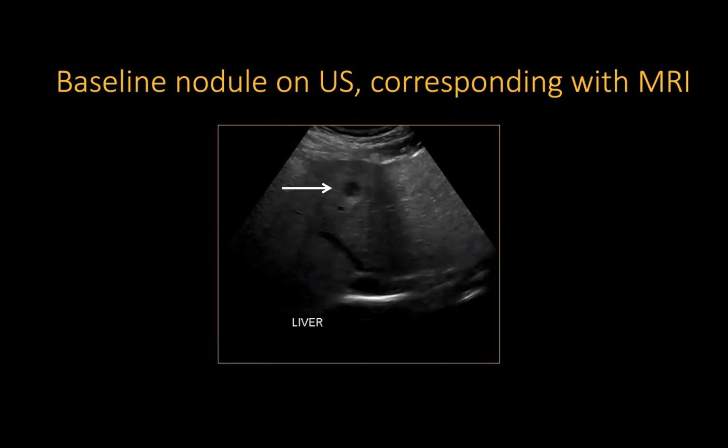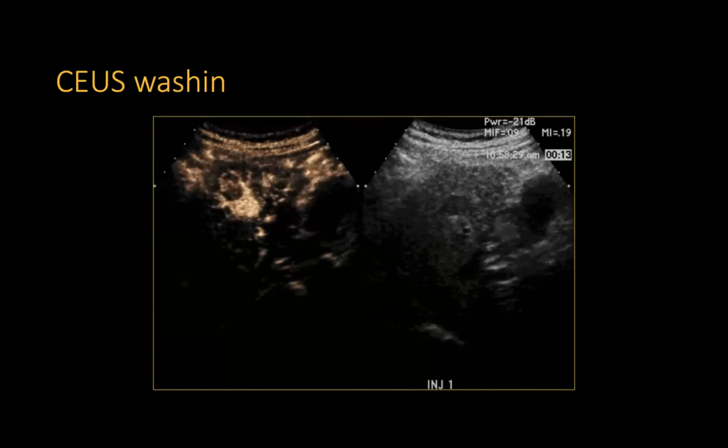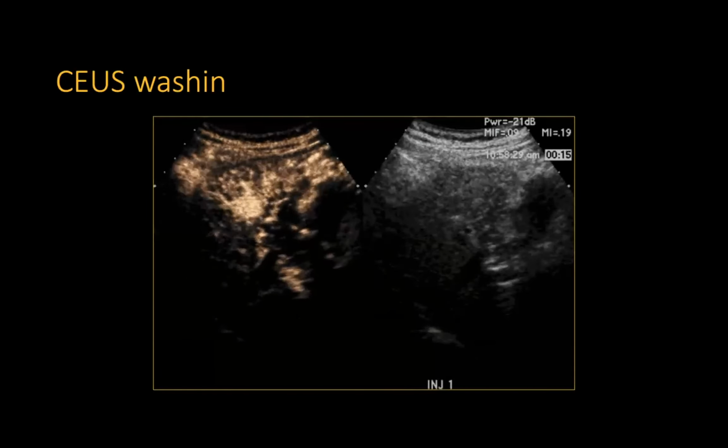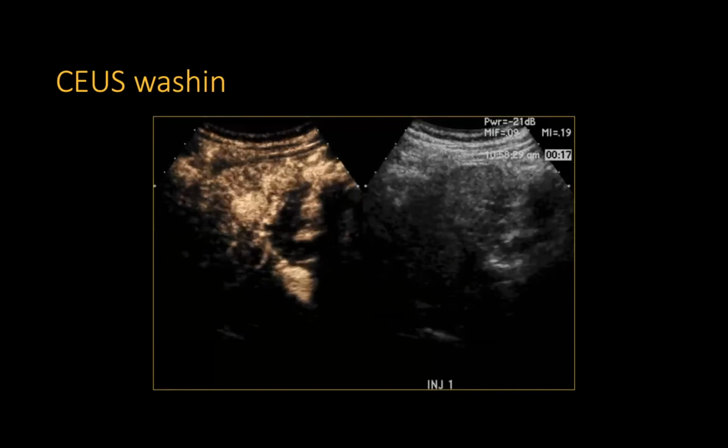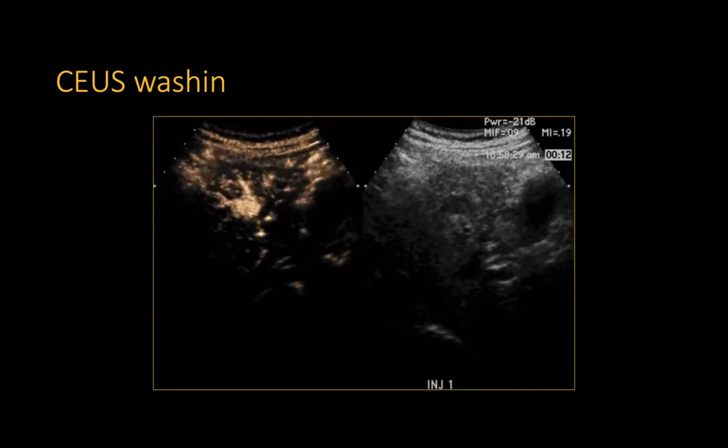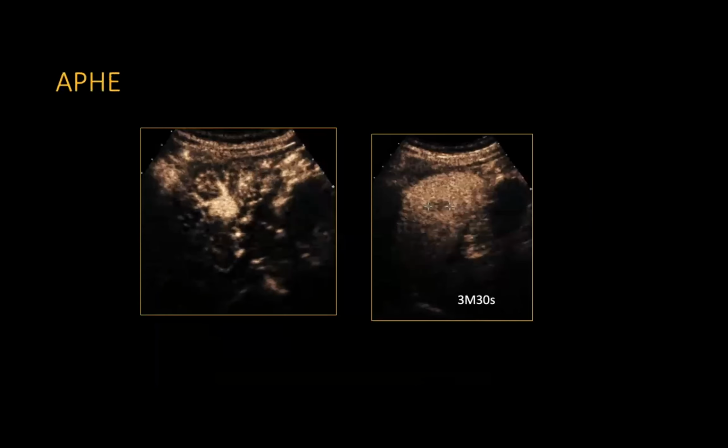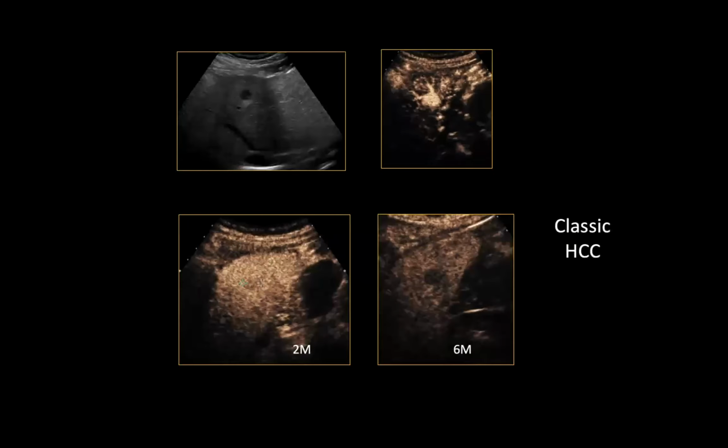so they nicely sent it for ultrasound, and corresponding precisely with the site of the APHE from the MR scan, we see a baseline nodule on ultrasound. And so this, of course, is the focus for our CEUS exam. And you can see in our dual screen projection that we have arterial phase hyperenhancement of that mass in the arterial phase. And then when we look at 3 minutes and 30 seconds, we have late and weak washout.